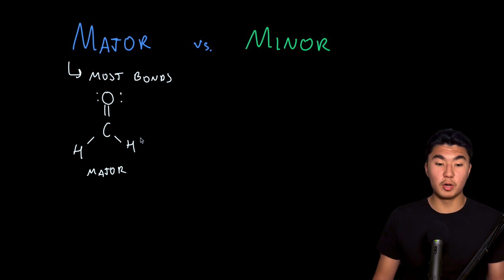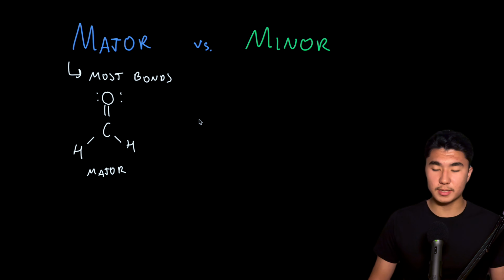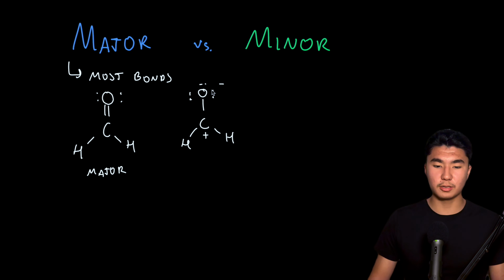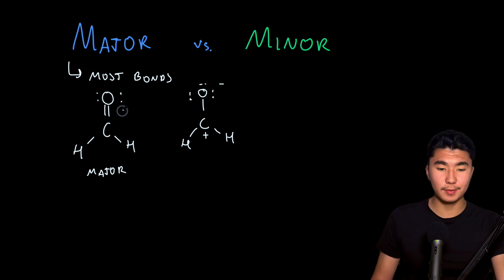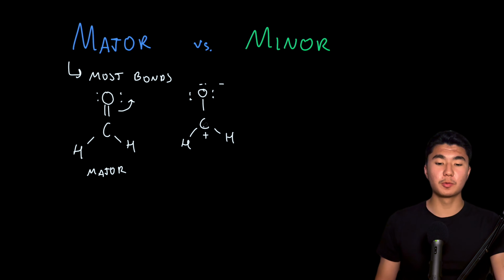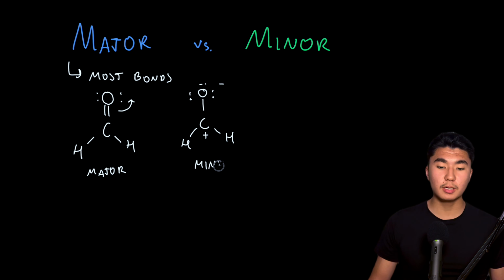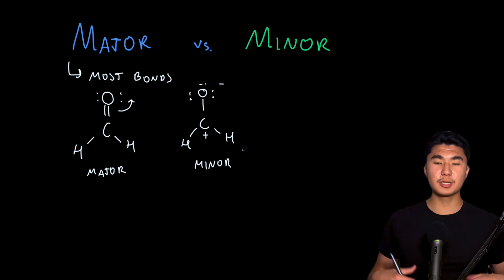This has the most bonds compared to our other resonance structure, and we're going to have something like this, and oxygen is going to have a minus formal charge. So we could have a resonance structure of this for formaldehyde as well. And just to write our arrows over here, we'd have these two electrons move up, which would result in this positive formal charge for our carbon and this negative charge for our oxygen. So this would be minor because the major contributor is going to have the most bonds.